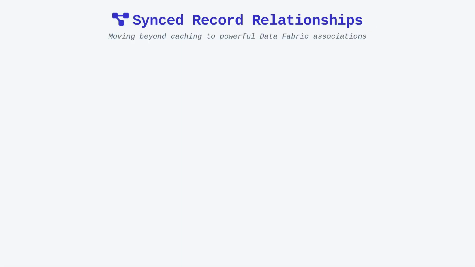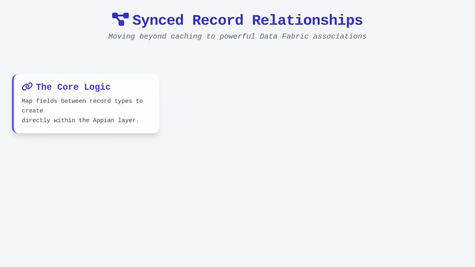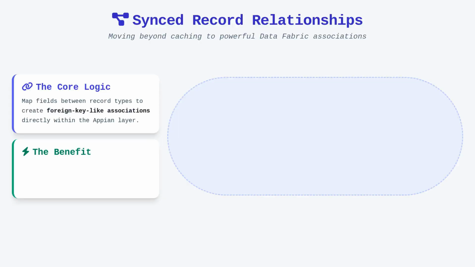Beyond simple caching, the true versatility of synced record types comes from their ability to define relationships between different entities. Configuring relationships requires you to map fields from one record type to another, effectively creating foreign key-like associations within the Appian layer. Whether you are dealing with a one-to-one mapping, a one-to-many relationship, or a many-to-one structure, the configuration follows a consistent pattern that allows you to join data seamlessly.